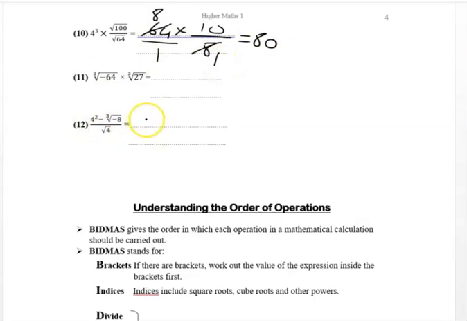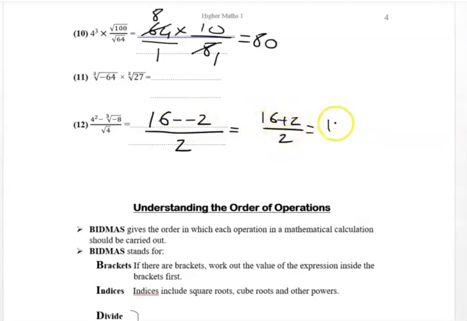Now 4 squared is 16, and then we have the minus. Now the cube root of minus 8 is going to give me minus 2. We're going to divide the whole thing by the square root of 4, which is 2. Now minus and minus, when they're together like this, it makes a plus. So we're going to have 16 plus 2 over 2, which is 18 over 2, which equals 9.